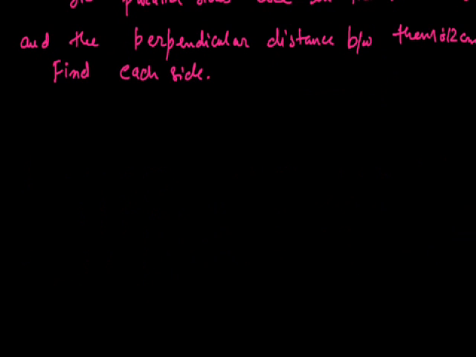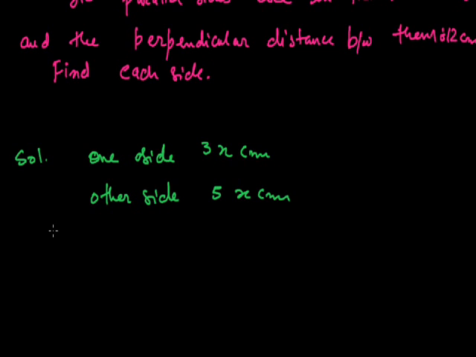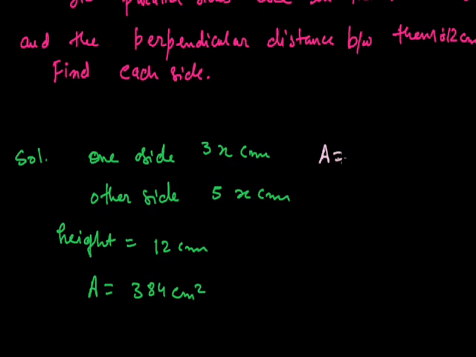Now, since the sides are not given but their ratio is given, we can assume one side as 3x centimeter and the other side as 5x centimeter. Now we are given the height, that is 12 centimeter, and the area is also given, that is 384 centimeter square. Now we'll simply apply the formula that area is equal to half into height into the sum of the parallel sides, that is a plus b.